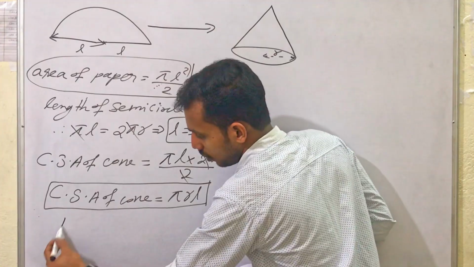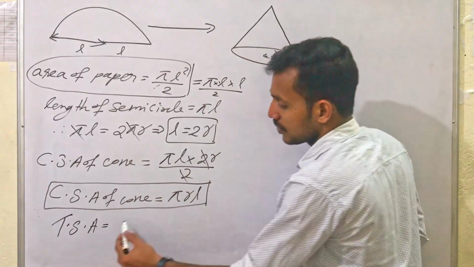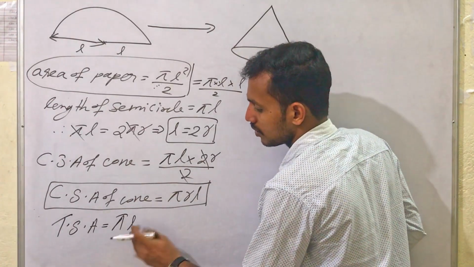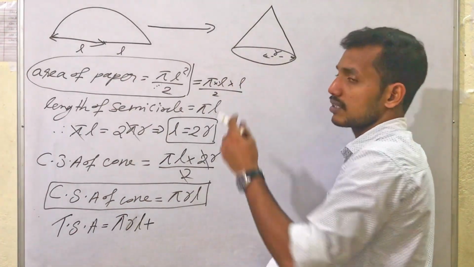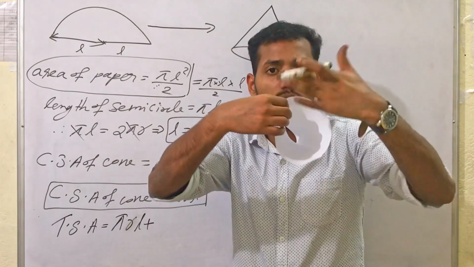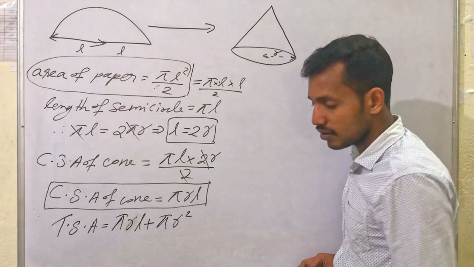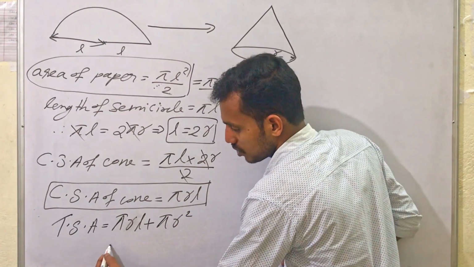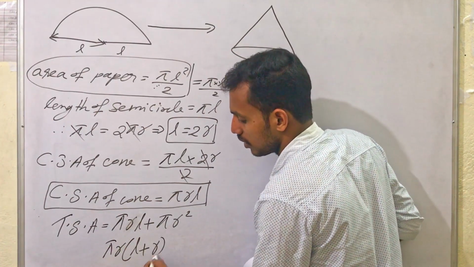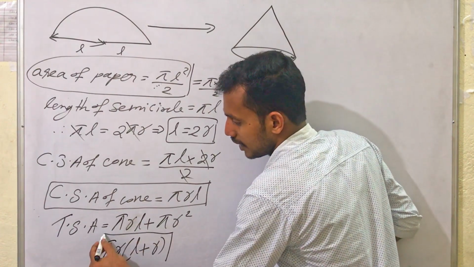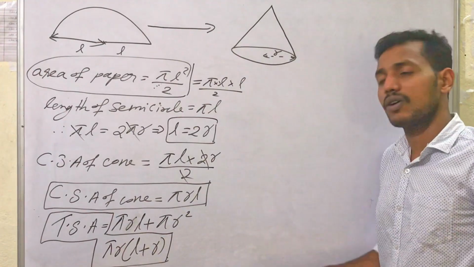Now, what will be the total surface area? Total surface area is equal to the curved surface area plus the area of this base, that is pi r square. Here pi r is common, so taking it outside, we get pi r into L plus r. So this is the total surface area of a right circular cone.